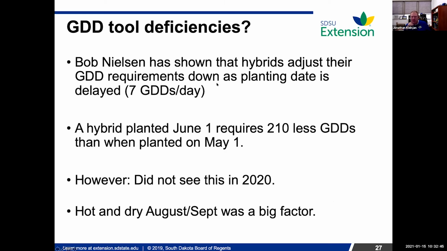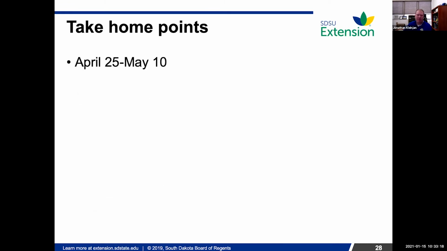We know that hybrids can speed up. I'm really running out of time here, so I'm going to have to go through this really quick. Hybrids speed up. A hybrid planted on June 1st requires 210 fewer growing degree days than when planted on May 1st. We've seen that. We did not see this in 2020. I think that might have been a bit of a factor in why that GDD model didn't work. And I don't think it accounts very well for hot and dry weather in September, October. So as I mentioned, that GDD tool is good to know about, but I think it's got some faults in it.